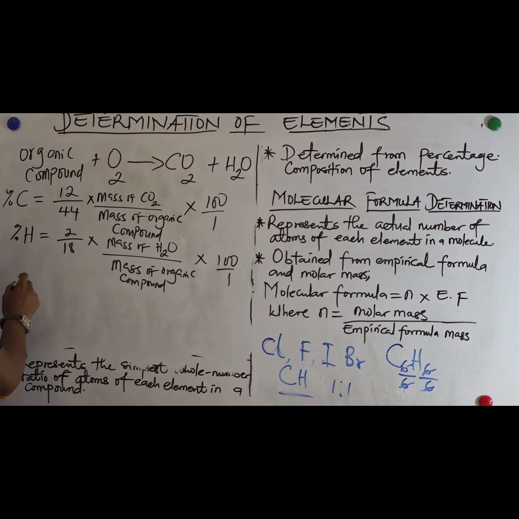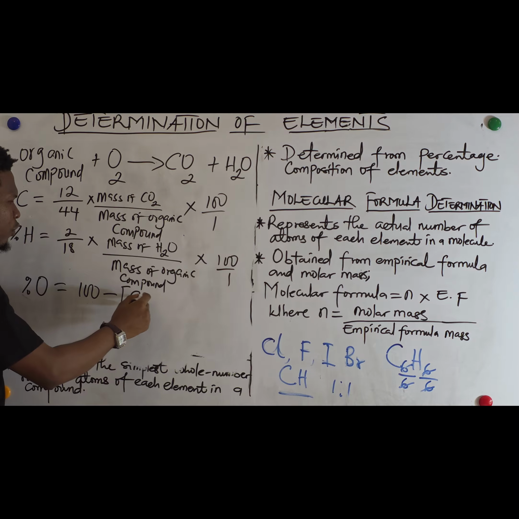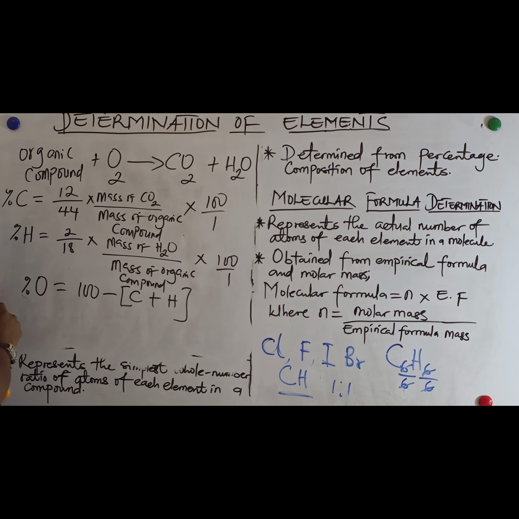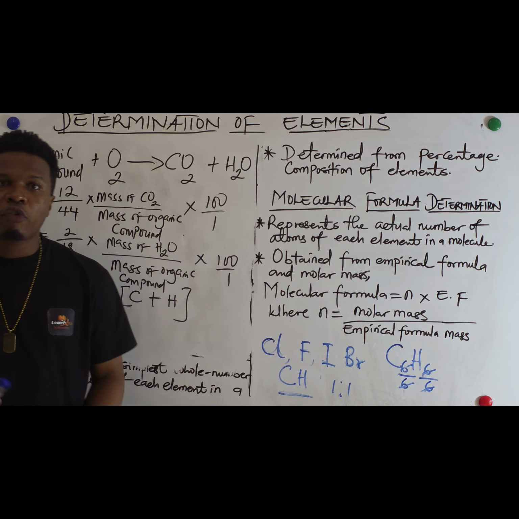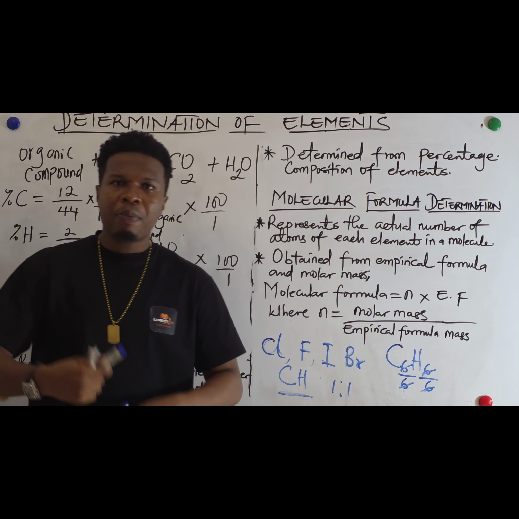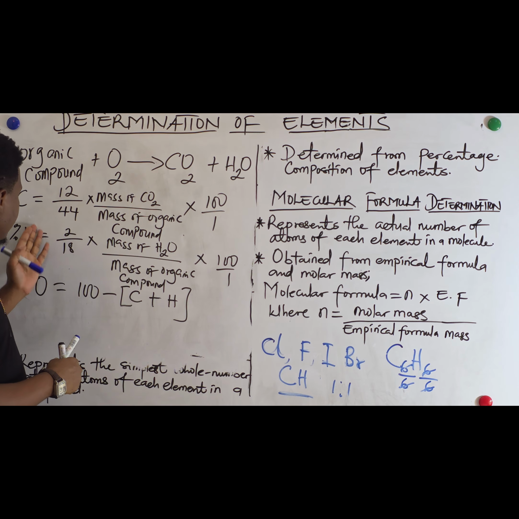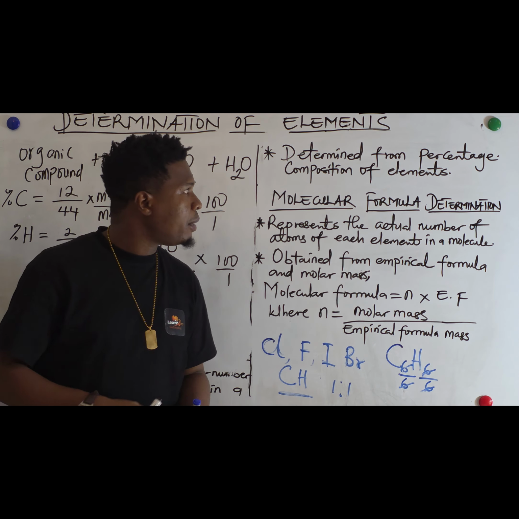The last one is oxygen. How do we get the percentage of oxygen? It is 100 minus the percentage of carbon and hydrogen summed together. So from the combustion data, once we have the percentage of carbon, hydrogen, and oxygen, we can go ahead and solve the empirical formula the way you know from secondary school. You should be able to use the percentage composition to get your empirical formula.